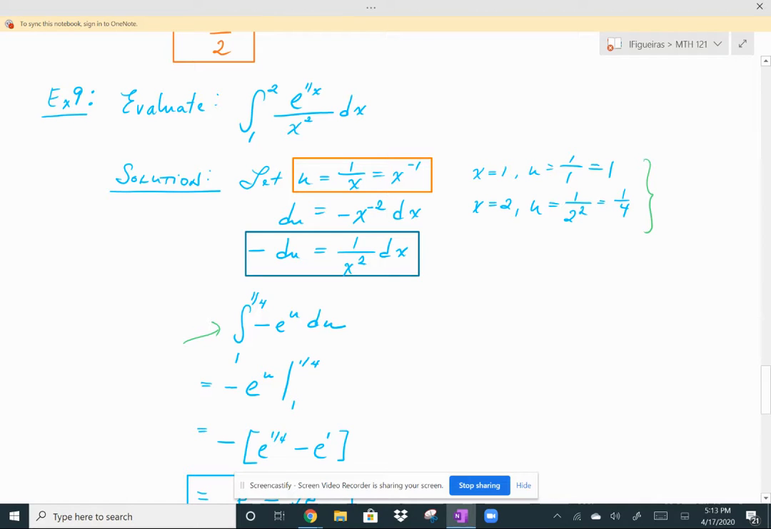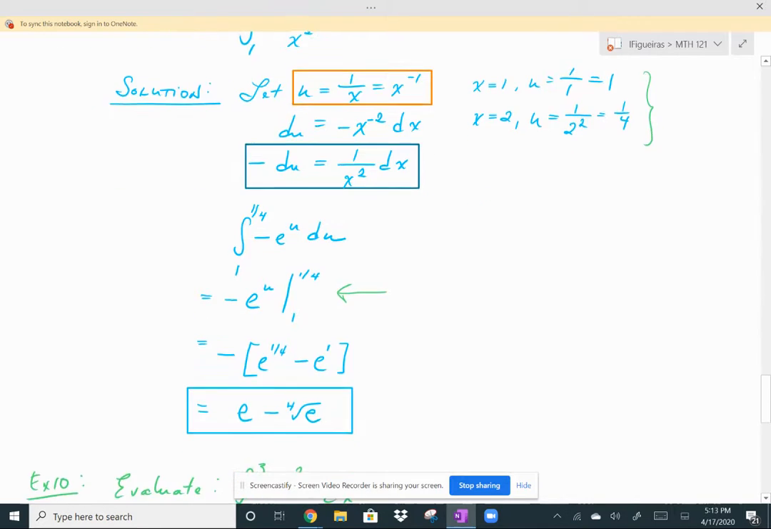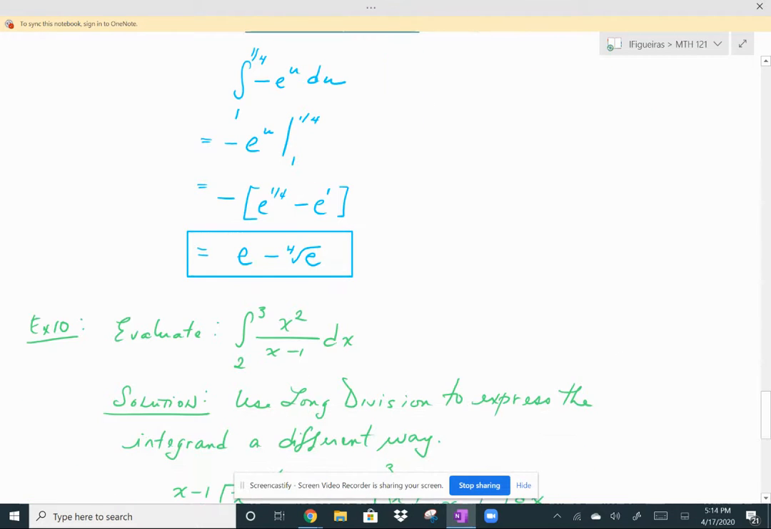My substitutions for the integrand are negative e to the u du. Now the antiderivative of e to the u is itself, so you get negative e to the u evaluated from 1 to 1/4. Always plug in the upper limit first, minus the lower limit. So you get negative outside of e to the 1/4 minus e to the first. And if you were to distribute the negative sign, you would get what you see here. E to the first just becomes positive e, and then minus e to the 1/4 becomes minus the fourth root of e. Okay, so let's move on to another one.